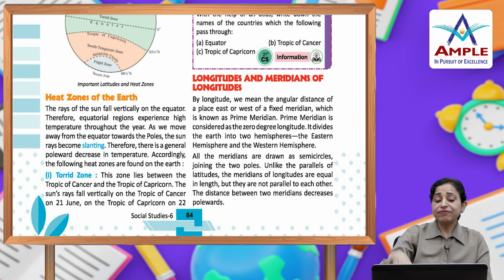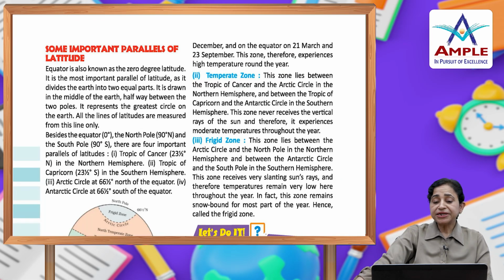Accordingly, the following heat zones are found on the earth. Torrid zone is first. This zone lies between the Tropic of Cancer and Tropic of Capricorn. The sun rays fall vertically on the Tropic of Cancer on 21st June, on the Tropic of Capricorn on 22nd December, and on the equator on 21st March and 23rd September. This zone therefore experiences high temperature round the year.